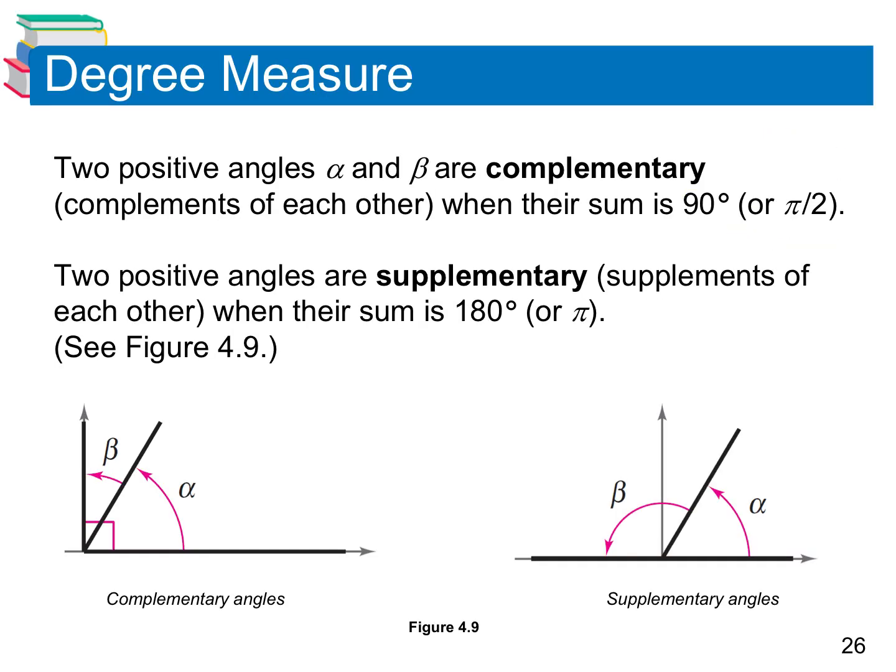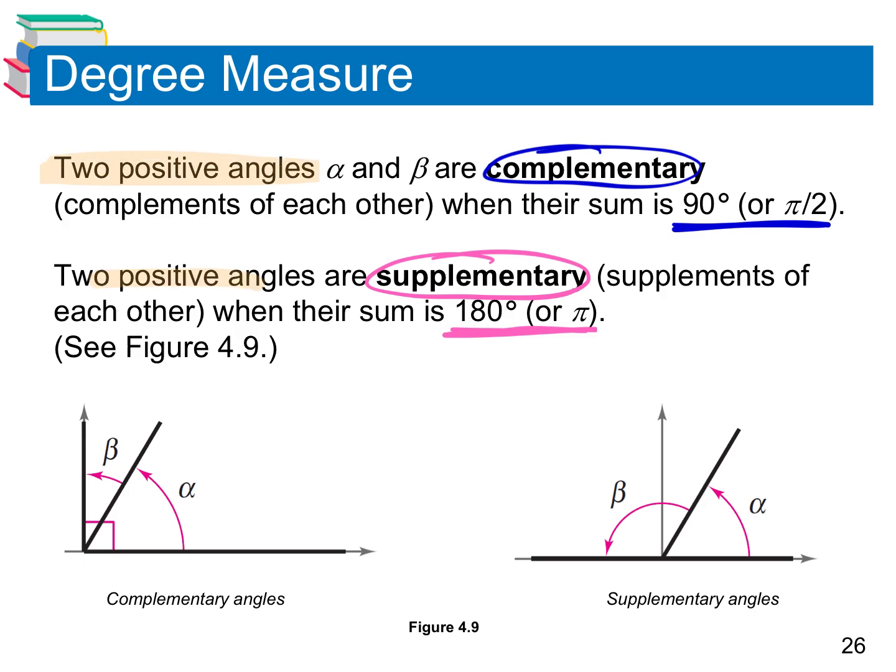So again, you did this in geometry and in algebra 2. Two positive angles are complementary when their sum is 90 degrees or pi over 2. So complementary means that they add up to 90. And then the radian version of 90 would be pi over 2. Two positive angles are supplementary when their sum is 180 or pi. So 180 is equivalent to pi in radians.